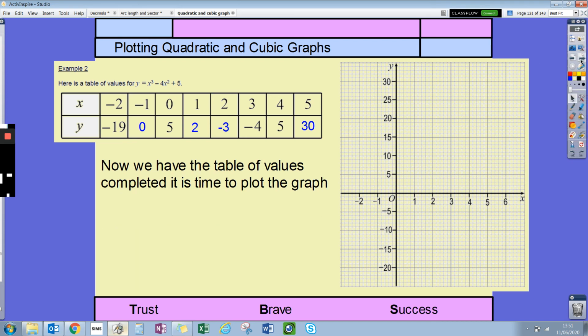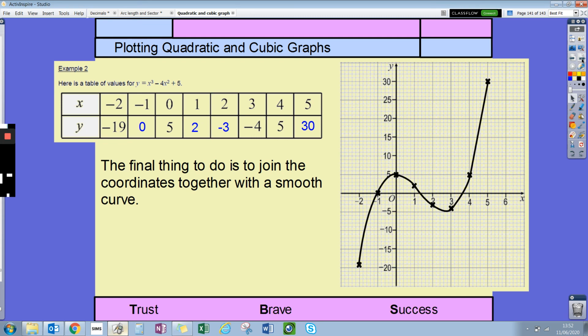And then we've completed the table of values, and we are going to plot them on the graph. So 5, 30; 4, 5; 3, minus 4; 2, minus 3; 1, 2; 0, 5; minus 1, 0; and minus 2, 19. Last thing to do, join them together with a smooth curve.